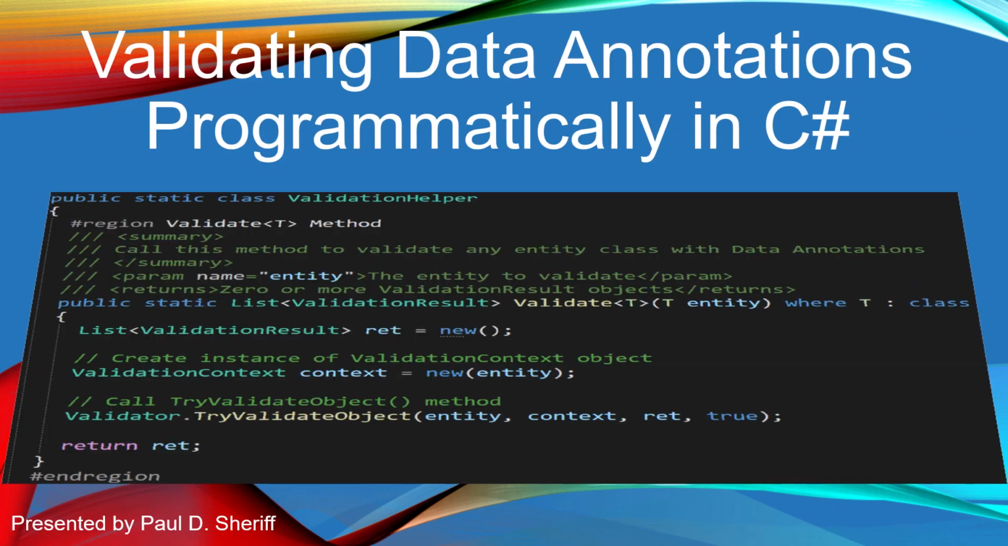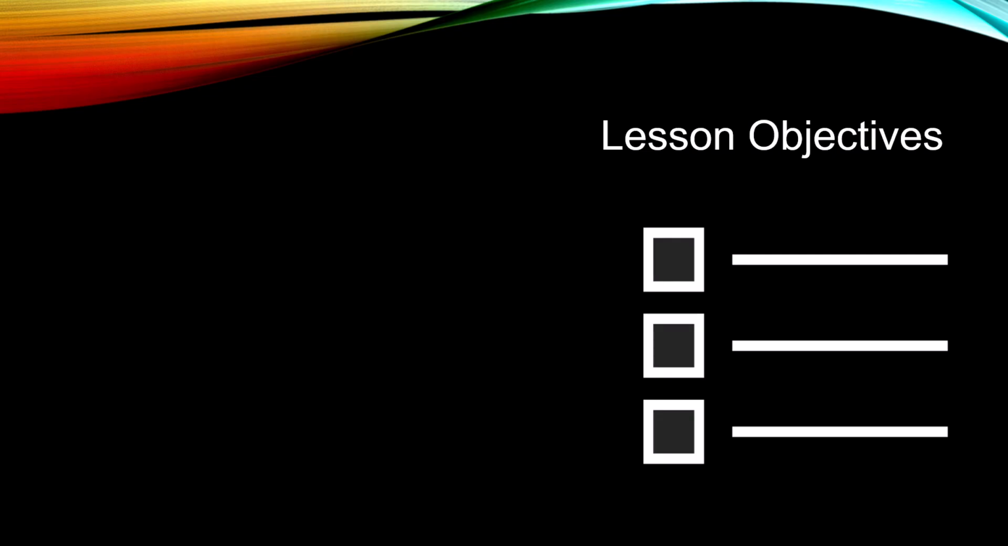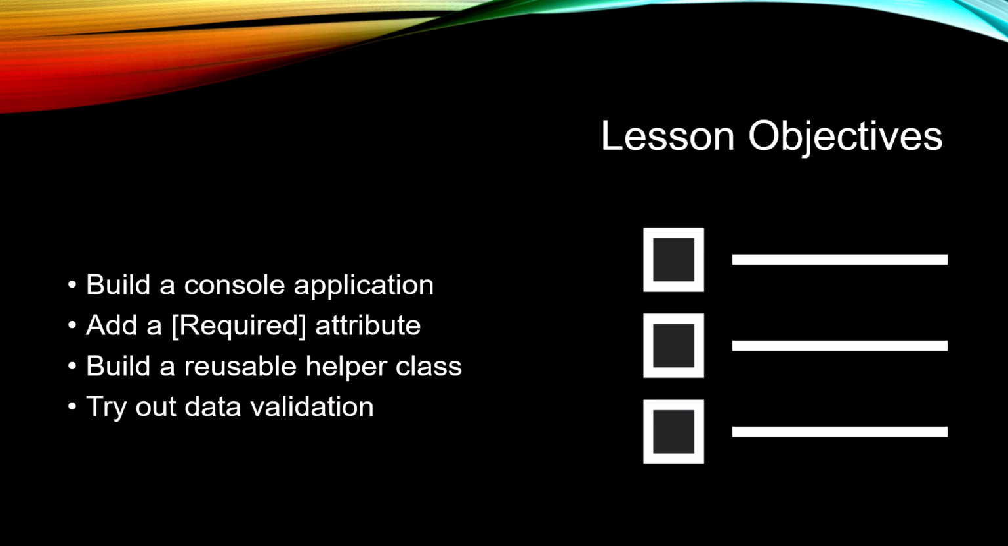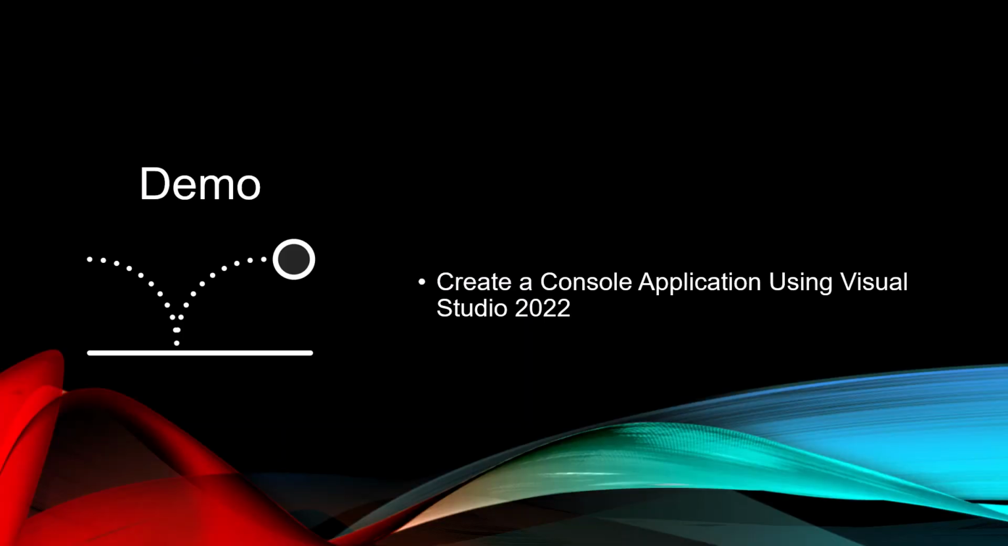This lesson is validating data annotations programmatically in C#. The objectives for this lesson are to build a console application, add a required attribute, build a reusable helper class, and try out our data validation. Let's first start out by creating a console application using Visual Studio 2022. Next, I'll show you how to do it with Visual Studio Code.